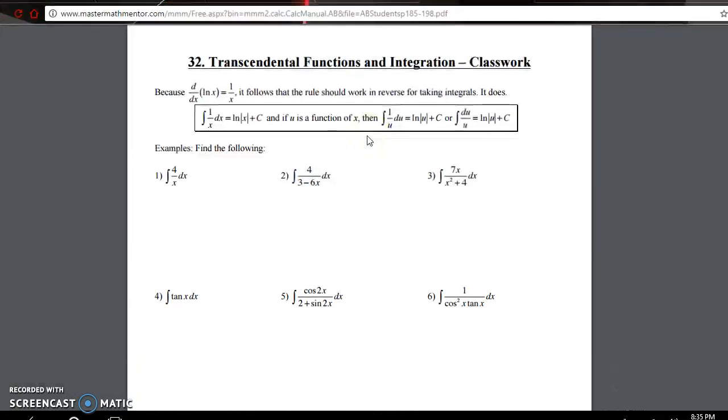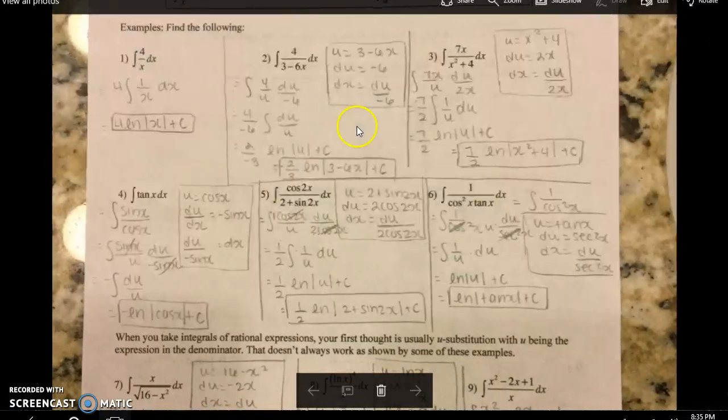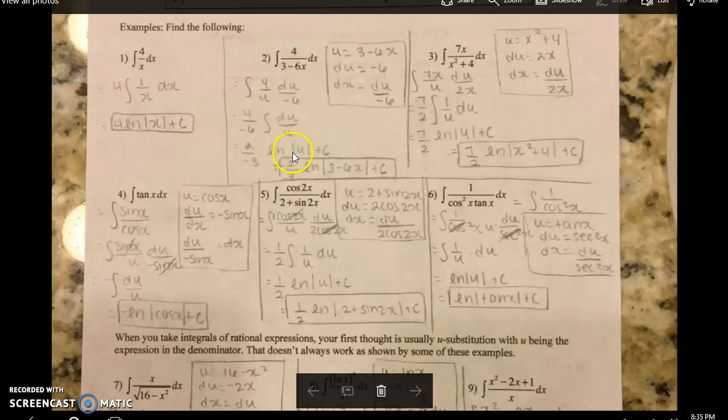And that was another one of the rules. It said that du over u equals ln absolute value of u plus c. So we're just going to apply that rule here. That's what we did. We got ln absolute value of u plus c, and then we just plugged in the value of u at the end. And that's how we got this answer.